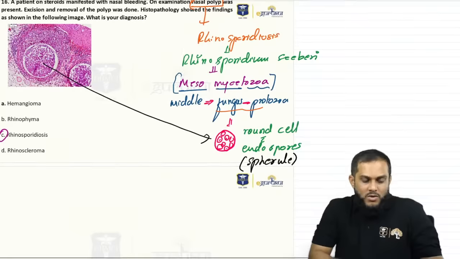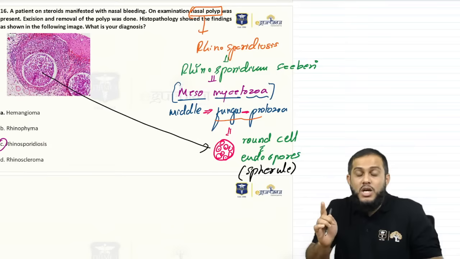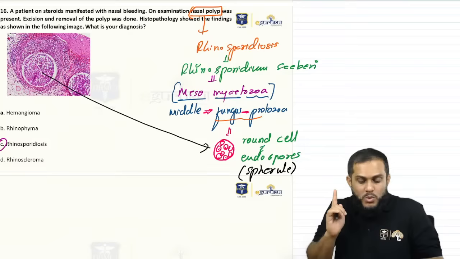Okay, spherules are seen in rhinosporidiosis and coccidioides. And there is nothing in favor of coccidioides in the question. There is one thing in favor of rhinosporidiosis, nasal polyp. That is the only manifestation of rhinosporidiosis. Coccidioides' manifestation is pneumonia, and there you can also see spherules. Spherules are seen in two places, differential diagnosis.